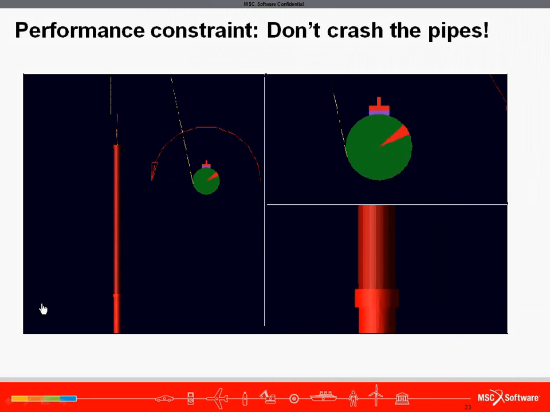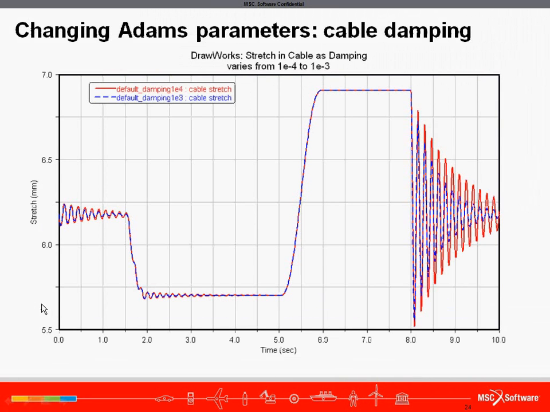So if you wanted to investigate the effects of, let's say, a parameter variation in the Adams model alone, you could certainly do that. Here is the results of two different cable damping values on the simulation. You can see here what happens when the damping is reduced. Basically, the oscillation amplitude increases.